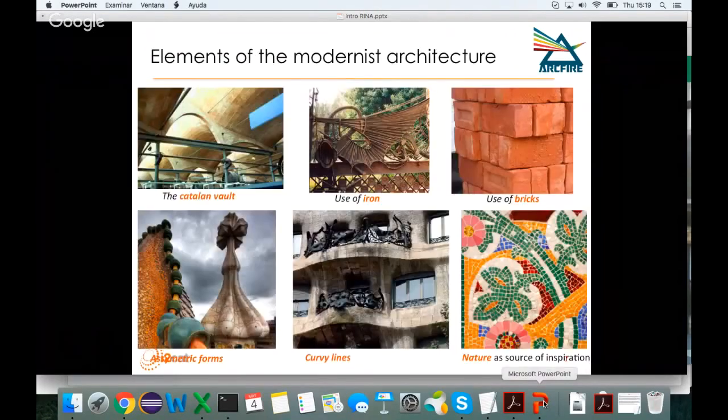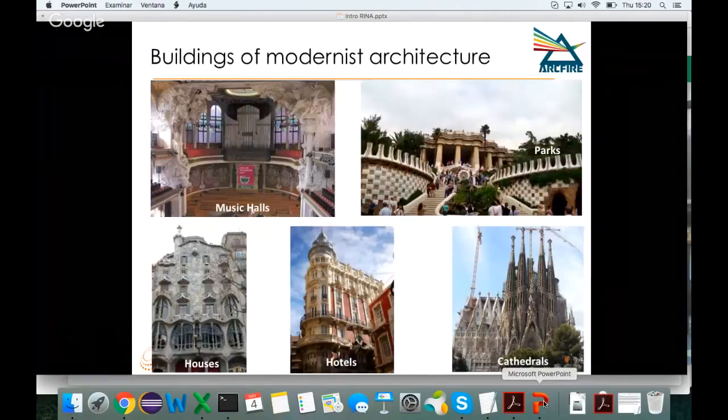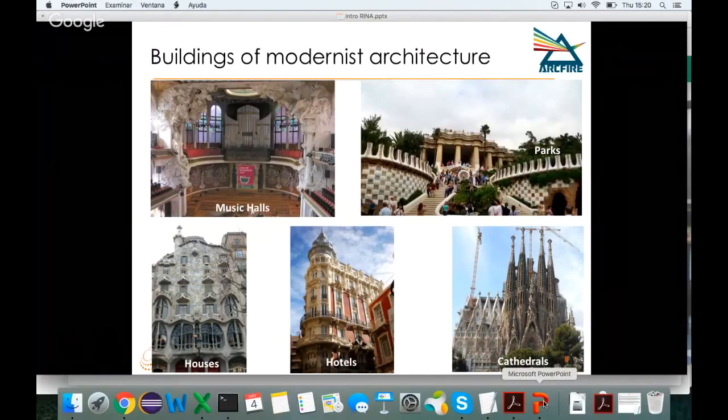Another example, if we look at an architectonic style that is closer to my city, in this case Barcelona, we have elements like the Catalan vault, plus heavy use of iron, use of bricks, asymmetric, curvy lines that remind of nature. And with that, again, you can build many different buildings. So music halls, parks, houses, hotels, and cathedrals, like the famous Sagrada Familia.